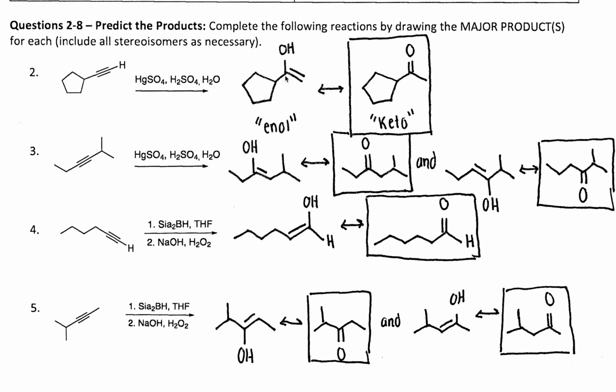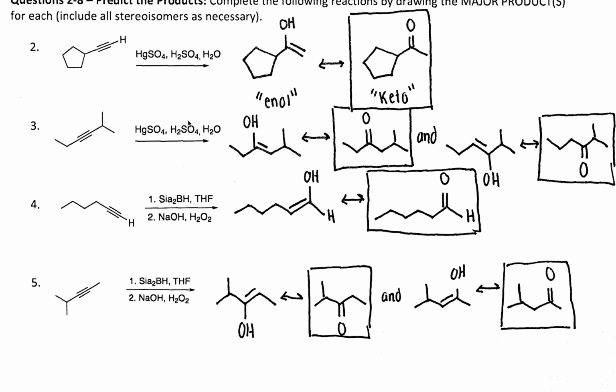That's what this enol looks like over here. But that's going to readily tautomerize into a ketone, which is this structure over here. The reason we do this is because a carbon-oxygen double bond is a lot stronger than the carbon-oxygen single bond of this enol. So that's why this is a preferred structure.